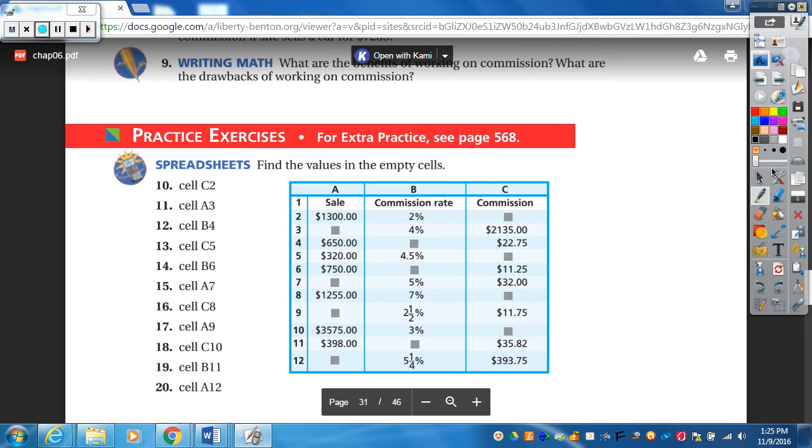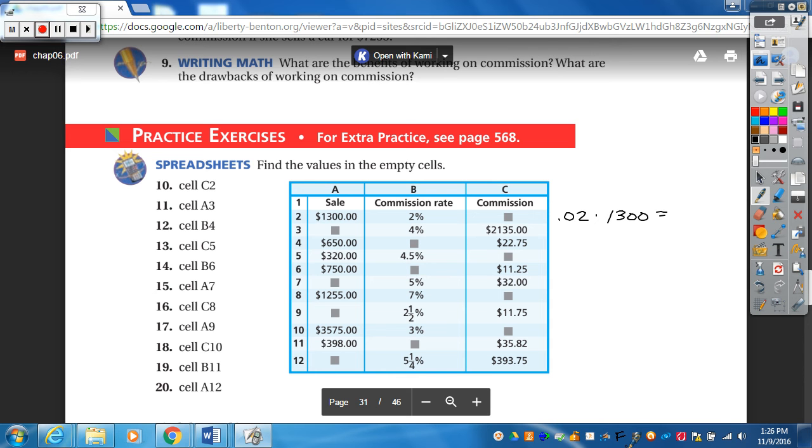So for number 10, we want to solve for cell number 2, which is the commission. I want to know the amount of money that I would earn if I'm earning 2% on a $1,300 sale. So to figure that out, 2% of $1,300 is that right there. Now I know you guys can type that into your calculator, so I'm going to let you just leave that be, and you can go ahead and figure that out if you didn't already. But yeah, 2% of 1,300, that's our answer for number 10.